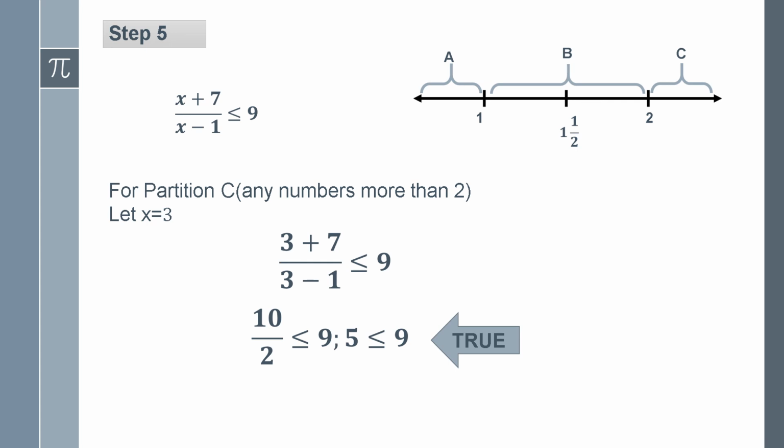For the last partition, letter C, we will substitute any number that is more than 2. So, I let x is equals to 3 para isa lang yung step ng difference. Kapag sinubstitute na siya, it will be 3 plus 7 over 3 minus 1. It will become 10 over 2. And then the resulting inequality is 5 is less than or equal to 9. So this is true. And the partition C or set C is acceptable as a part of the solution set.